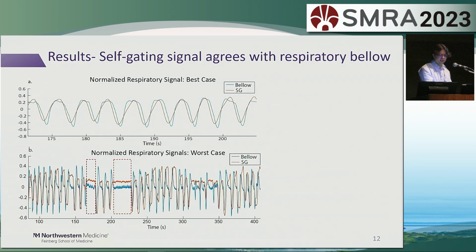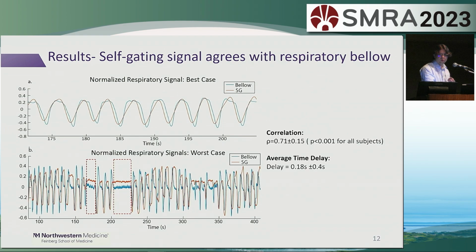Here's our worst case, where you can see there's quite a big shift in the red between the self-gating and the bellows. But I want to draw your attention specifically to these dotted boxes. In the self-gating signal, we would often see points where it looked like the patient was either holding their breath or doing shallow breathing, but it could have also been an artifact from the extraction of the self-gating signal. But we saw this also in the bellows, which really helped to validate that this is a real phenomenon.